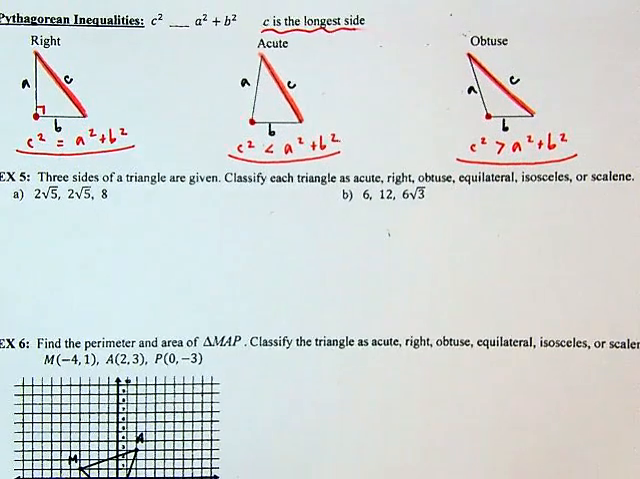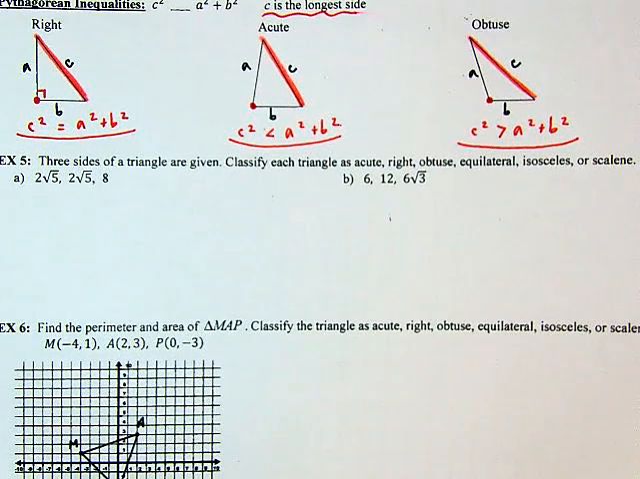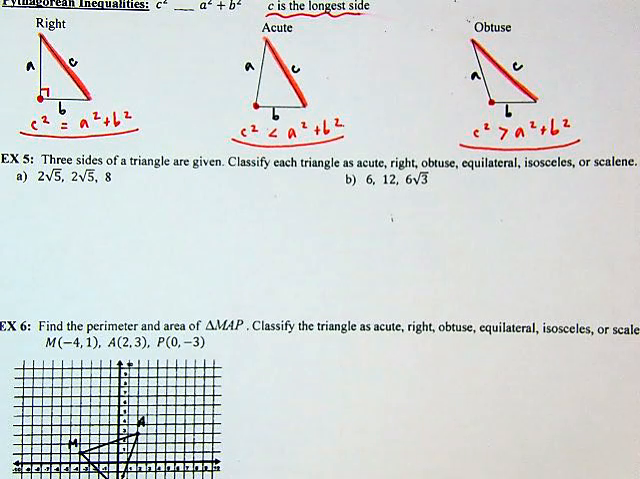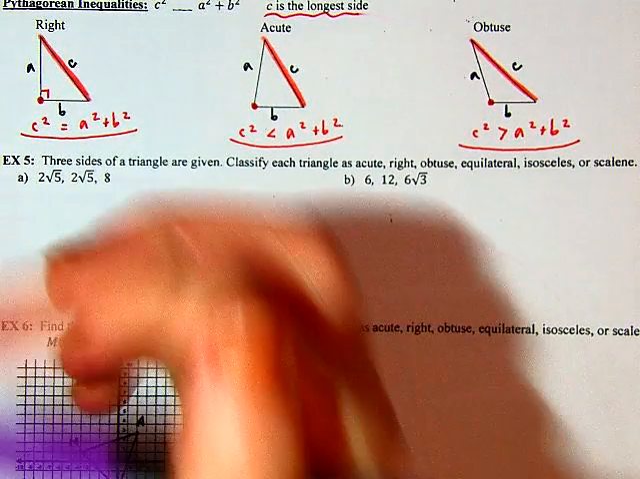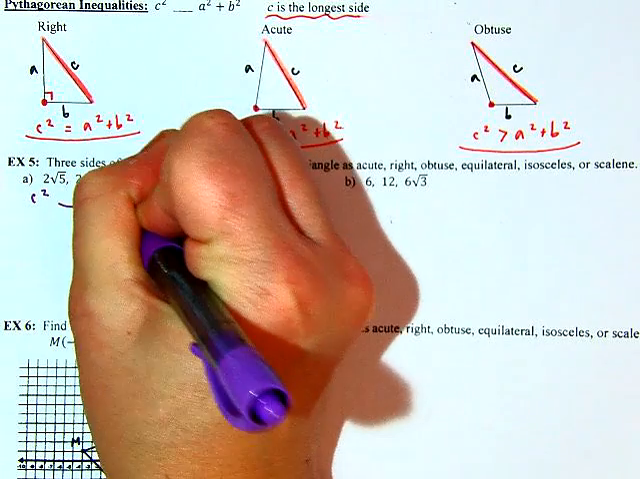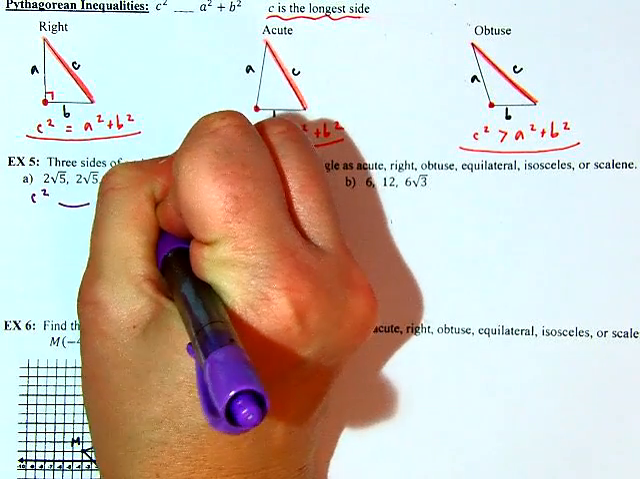All right, so next I'm saying, well, here are three sides of a triangle. So I'm guaranteeing that it's a triangle. We don't have to check that it's a triangle first. And then I'm saying, well, let's classify it as acute, right, obtuse, equilateral, isosceles, or scalene. So first off, I know it's isosceles because I see two sides that are the same. So next I need to look at that structure of c squared. How does it relate to a squared plus b squared?